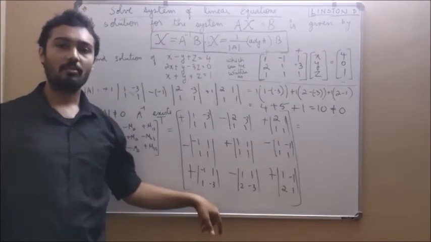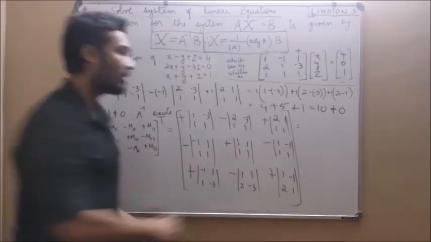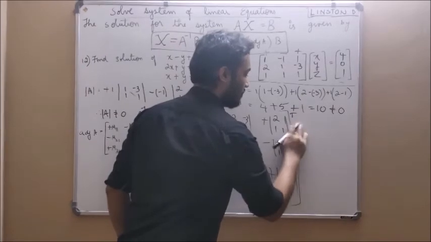This is the cofactor matrix. So here, for the adjoint, we have to take its transpose, so right here, transpose.